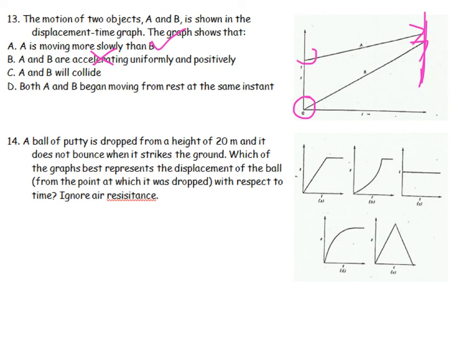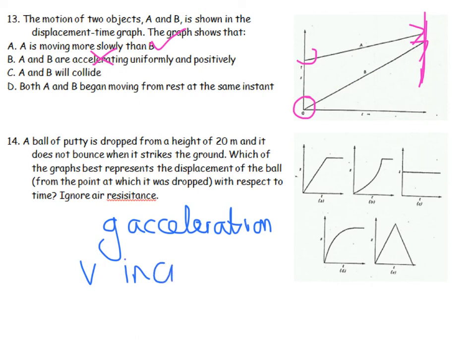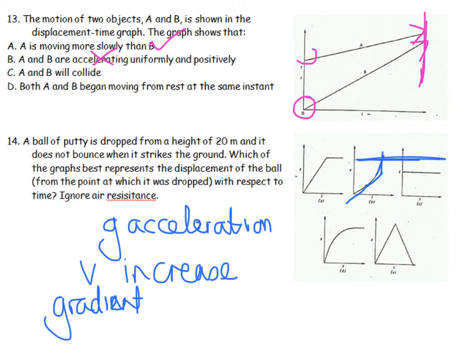And the last one, a ball of putty is dropped from a height of 20 meters. It does not bounce and it strikes the ground. Which graph represents the displacement of the ball? Remember, it is under gravitational acceleration. Therefore, what is it doing? It is speeding up. Velocity is increasing. In a displacement time graph, velocity is gradient. So the gradient has to increase. Gradient getting steeper and steeper and steeper. Then the putty hits the ground and it just stops like that.